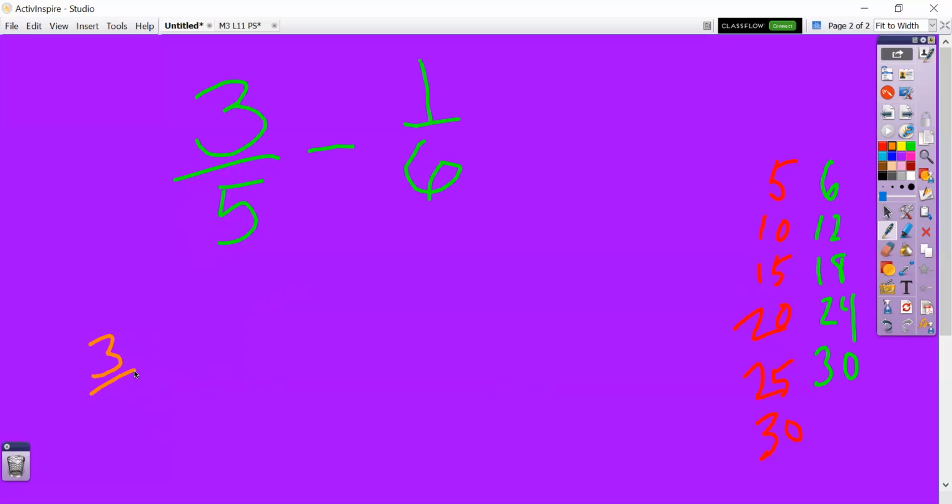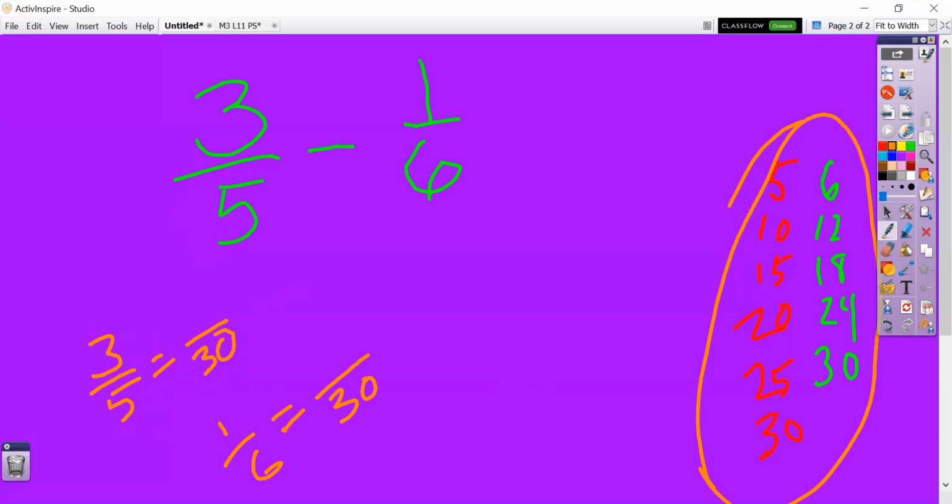So let's just show our conversion. 3/5 is equal to something 30ths. We know that that's the common unit. 1/6 is also going to equal something 30ths. But now let's think about that. Now we can use our counting by our multiples to figure out what we multiplied by. Or we can think, what did we multiply the bottom by from 6 to get to 30?